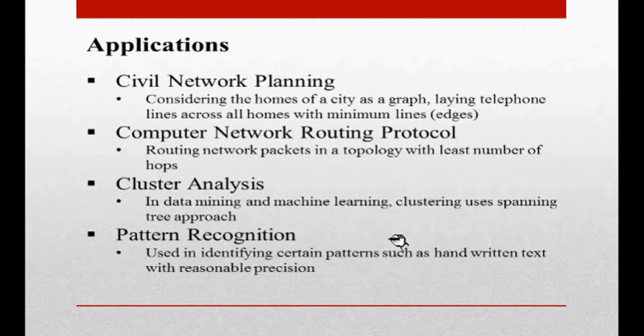So again, if you consider every home as a vertex and every line as an edge, then you need the minimum number of edges to create connectivity across all the vertices. So this is a classic example of spanning trees.